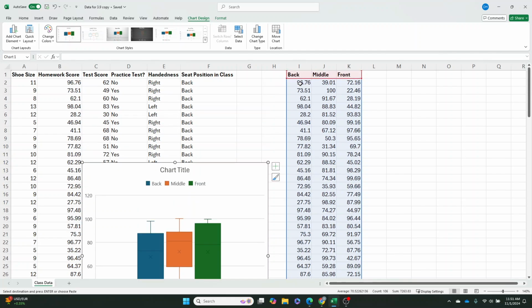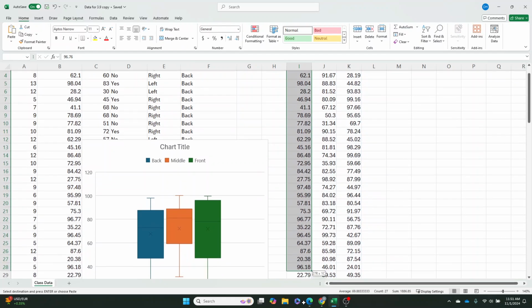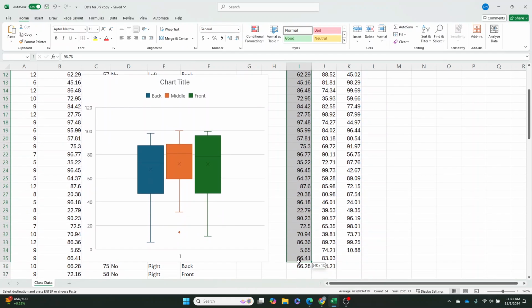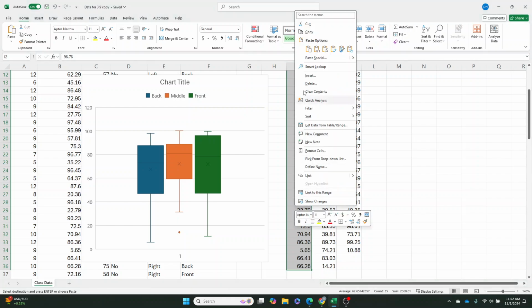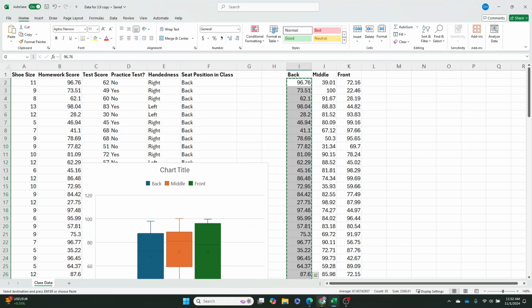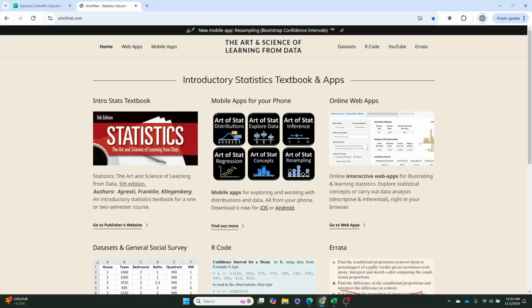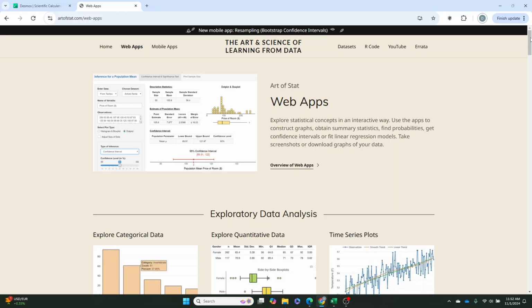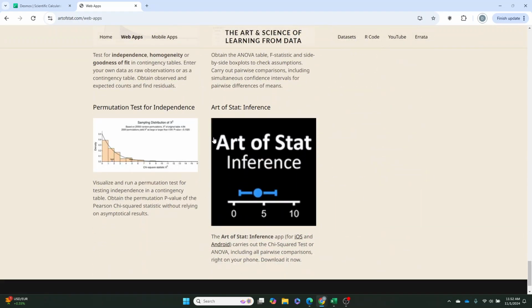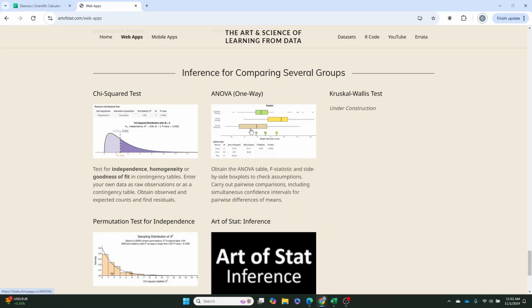So let me go ahead and copy my data from the back row, and I'm going to paste it into an ANOVA test. So copy, and let's come over to Art of Stat. In the web apps, I want to run an ANOVA, so I'm going to scroll almost all the way down. The ANOVA test is this app right here, so I'll open that up.